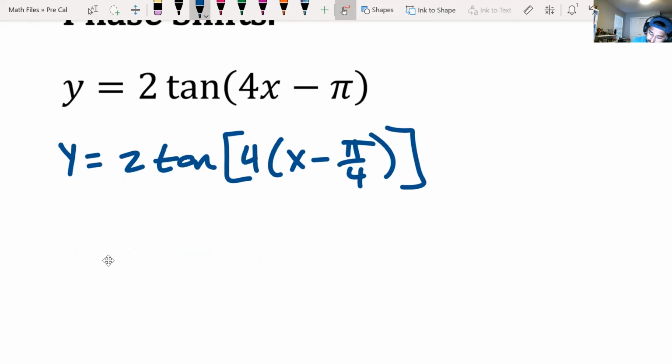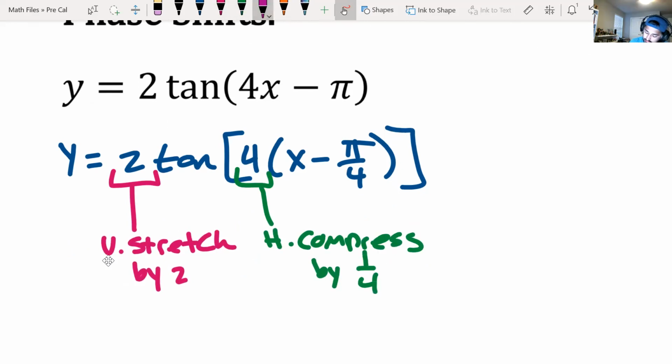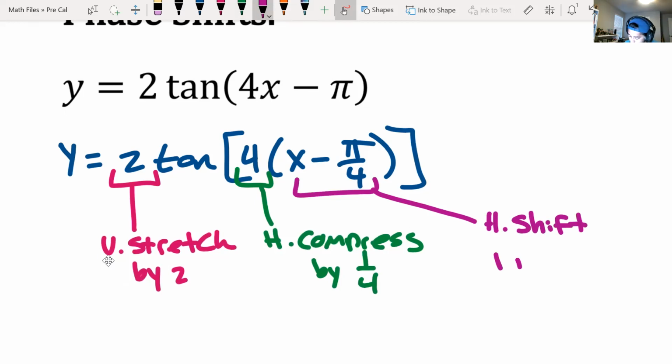Okay. What does the 2 do? Vertical stretch by 2. What does the 4 do? Horizontal compression by 1/4. And then last, the x minus pi over 4 is a horizontal shift right by pi over 4.